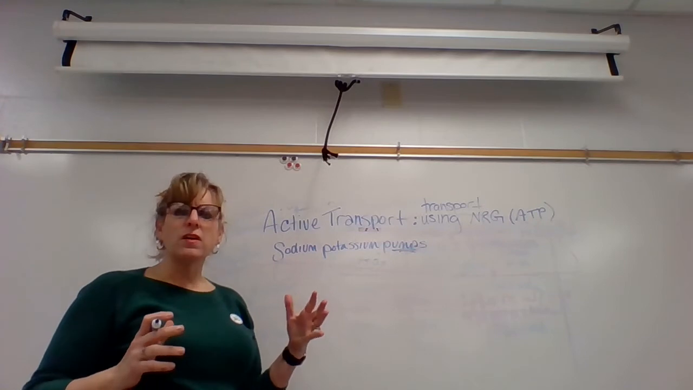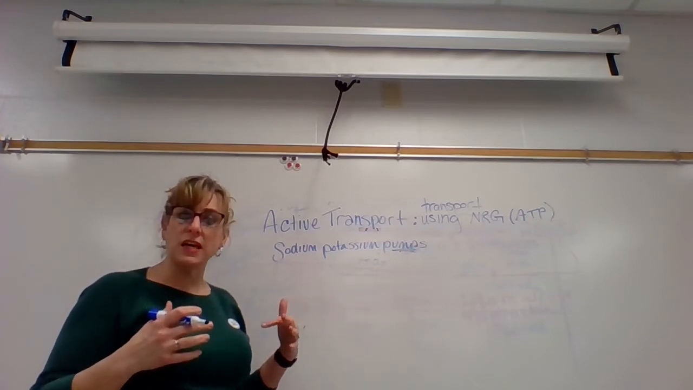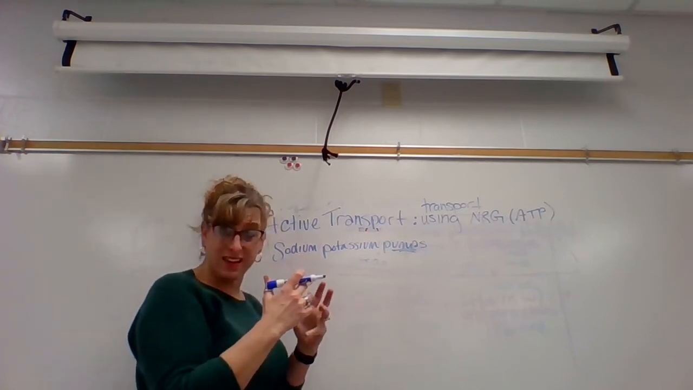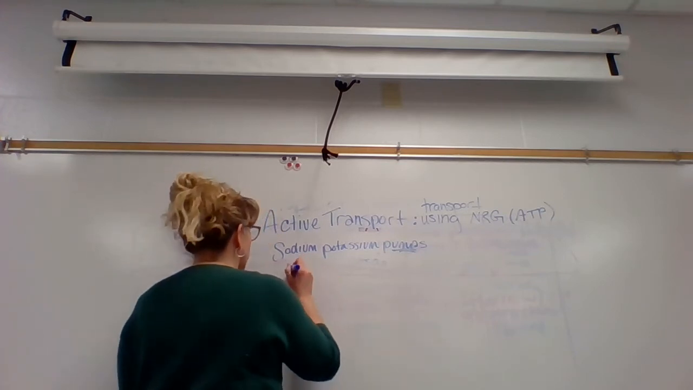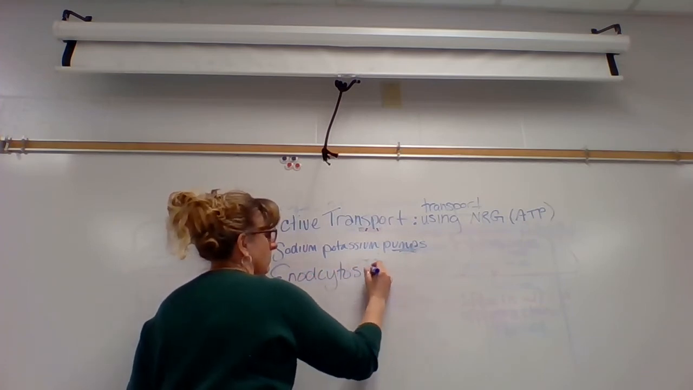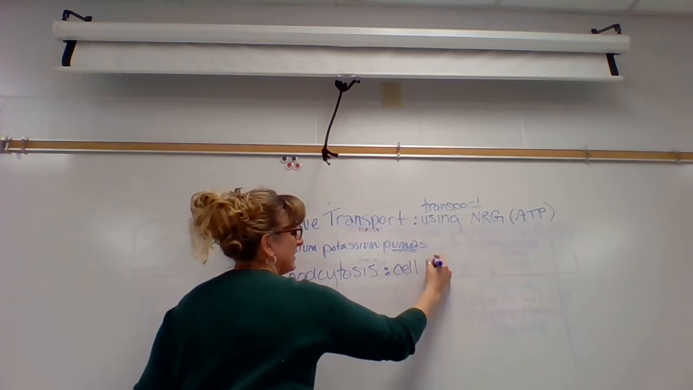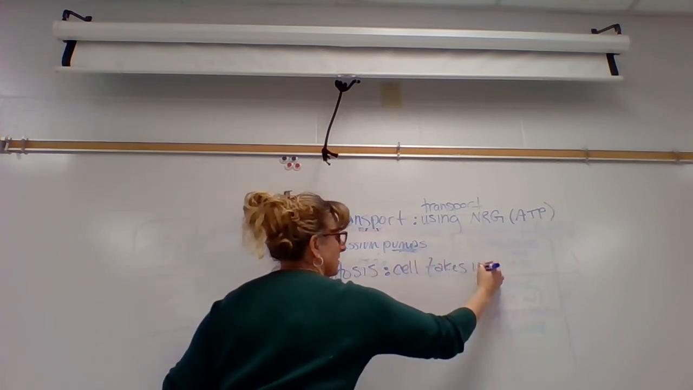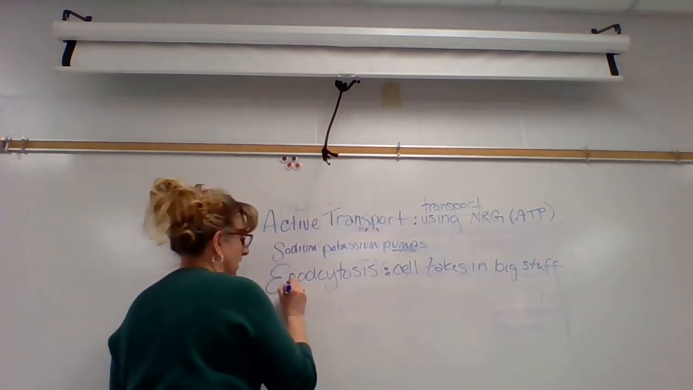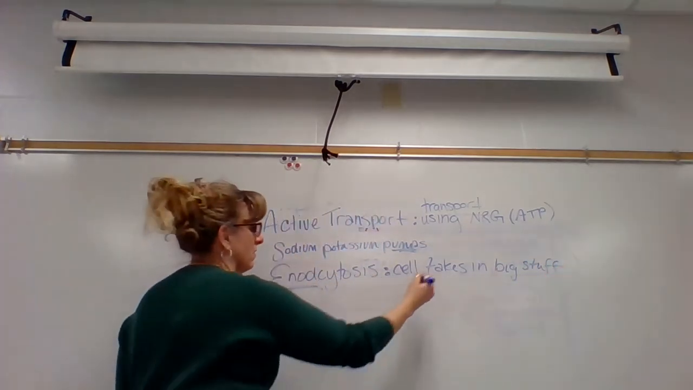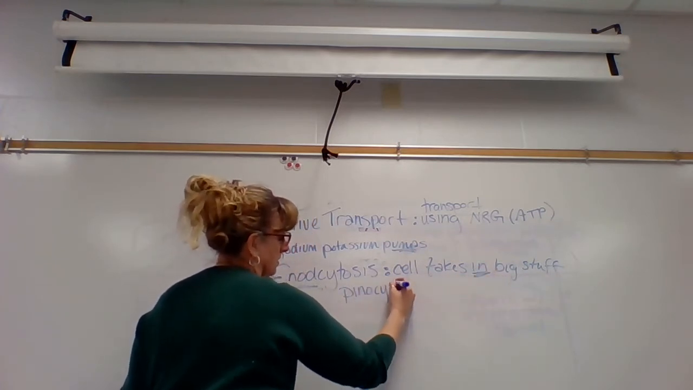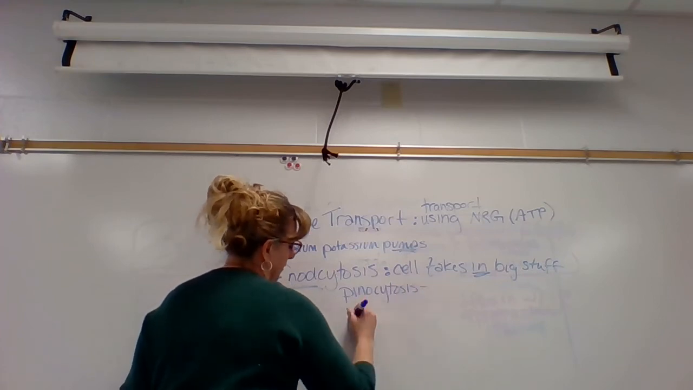Then we've got some different ways that cells bring things in and release things. Okay? And these are big things, so they're going to take energy. Our first one is endocytosis. Okay? And this is where the cell takes in big stuff. Okay? Cell takes in big stuff. Endo, taking it in, right? So you can have pinocytosis and phagocytosis.